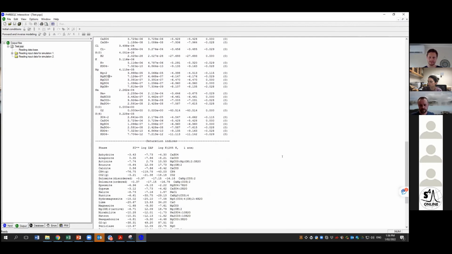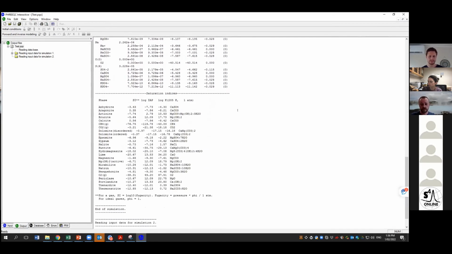And then at the very bottom here, we have the saturation indices. And this is where things get more useful and interesting for us. We see here that in addition to a whole bunch of mineral phases that PHREEQC has identified could potentially be in equilibrium with the solution, is calcite.